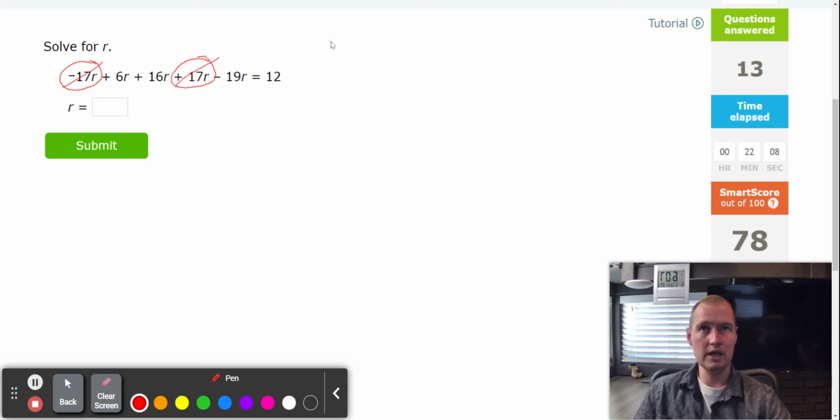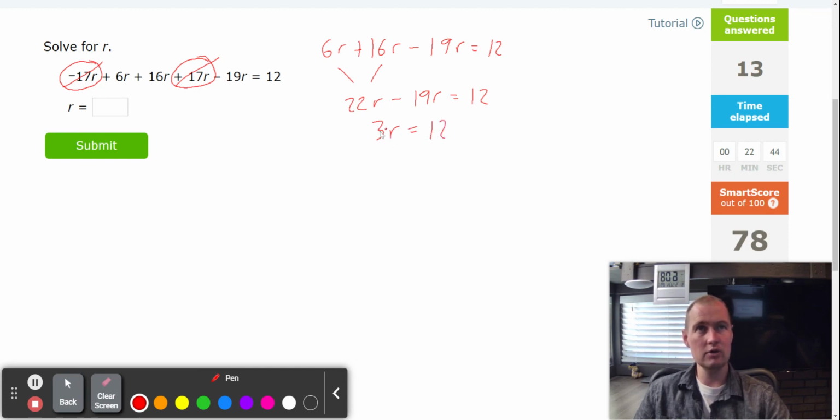So now I'm only working out 6R plus 16R minus 19R equals 12. That shortened this down a lot. So 6R plus 16R is 22R minus 19R equals 12. 22R minus 19R is 3R equals 12. No, that's actually the 12.